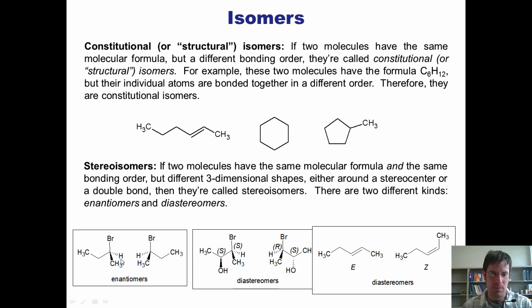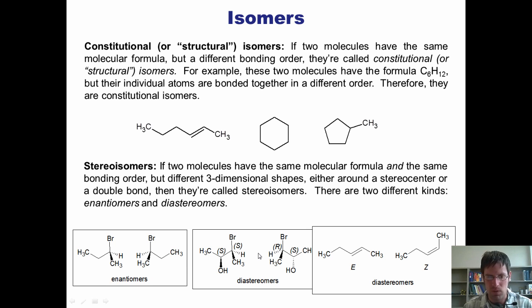Here are some examples. You can see that in this group here I've got molecules where the bonding order is identical. This carbon, for example, is bonded to a bromine, a hydrogen, a CH3, and an ethyl. So is this one. So these two molecules have the exact same formula and the exact same bonding order. They are not constitutional isomers. They, however, have a different three-dimensional structure around that stereocenter. And because these two compounds are mirror images of each other, they are enantiomers.